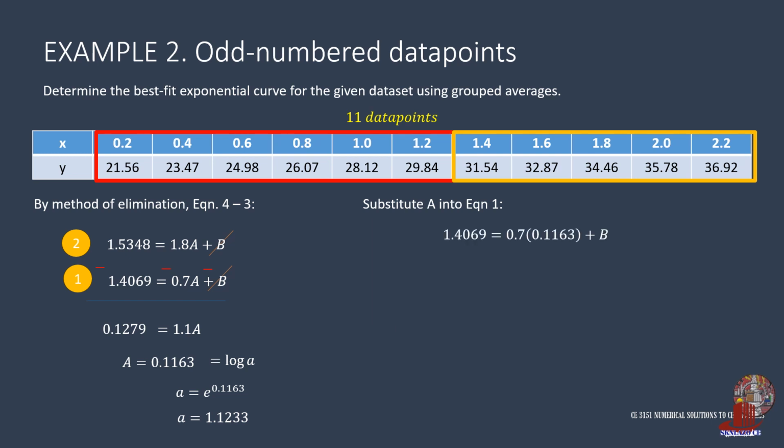Back to capital A plugged into the first equation, which makes it 1.4069 equal to 0.7 times 0.1163 plus B. B is then solved as 1.32549. This is also the log of b. So b is then e raised to 1.32549, which is simplified as 3.7640. The exponential function for the best fit curve is then y equal to 1.1233 raised to x times 3.7640.